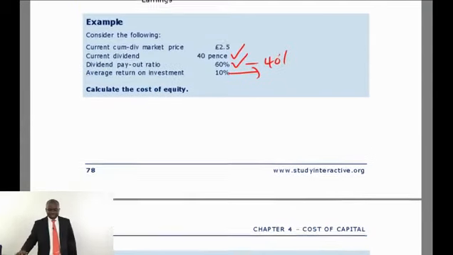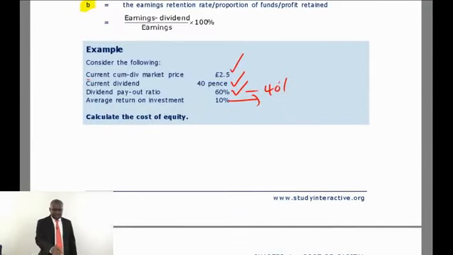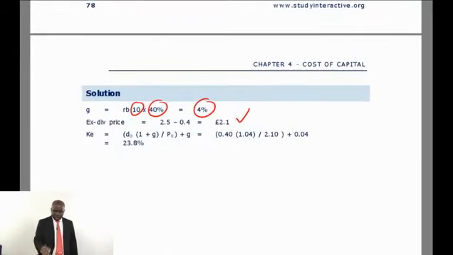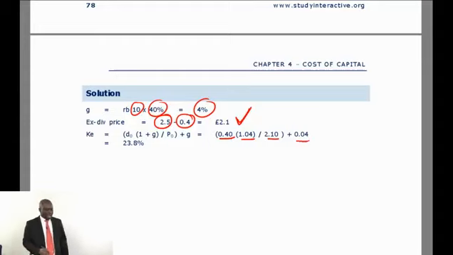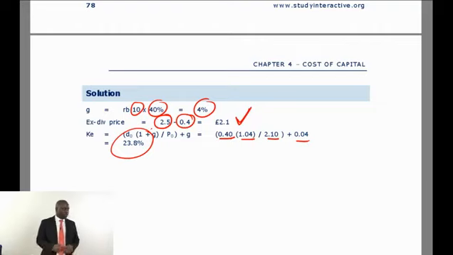But they gave us the cum div market price. So given the cum div, I have to convert it from cum to X. And that is why we converted. Cum price is this, dividend is 40p, so the X price is 2.1. And because it's growing, our current dividend is 40, growing by 4%, divide by the X div, add everything by the 4%, and that will give you the cost of equity.